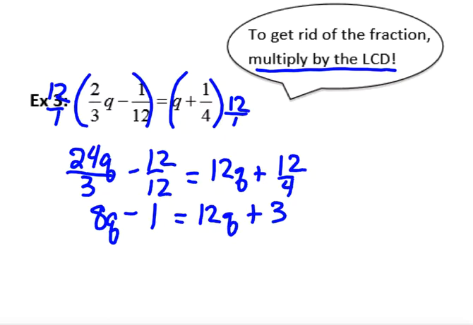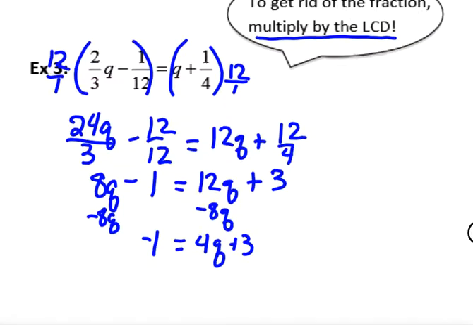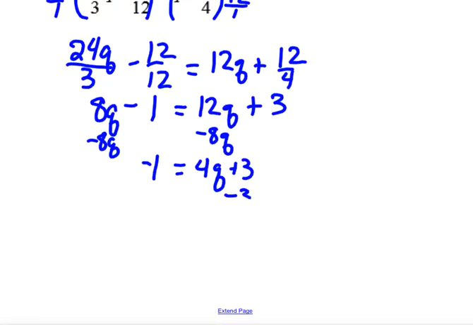So I just proceed to solve this linear equation by moving all the variables to one side. So I'll subtract 8q from both sides. And then I'm going to move all the constants to the other side. So I'll subtract 3. And then finally I need to divide by that 4.